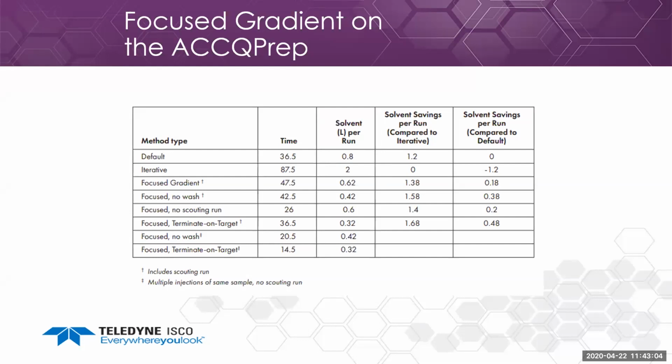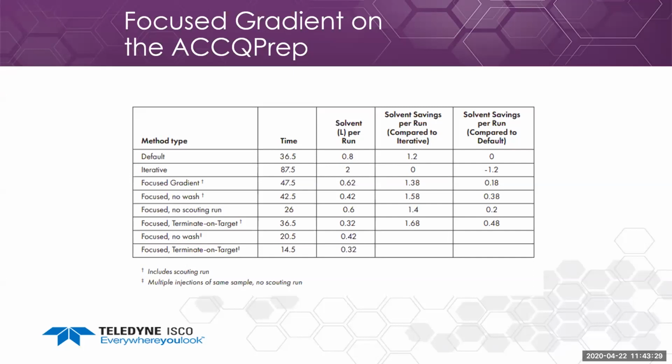Now your savings you would really start to see is if you're doing multiple injections of this compound. So if say you have a large batch of compound, now you're going to start saving on each injection about 0.2 liters. And you're going to also start saving time at that point. So optimizing that method for multiple injections can really have significant benefits for you.